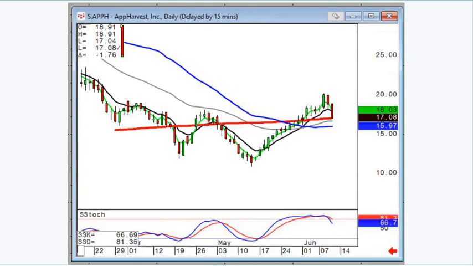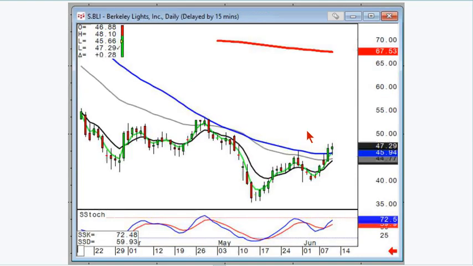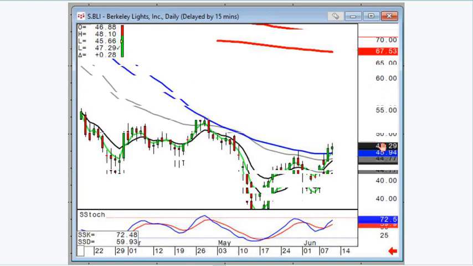Still no buying signal yet. Where's your next likely target? Back to the 50 that everybody's watching. So this is why the combination of the signals and the patterns give you a much higher degree of accuracy. There's your bobble breakout on.